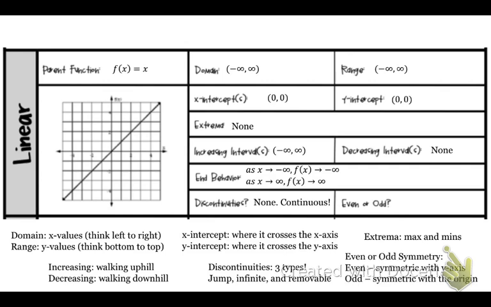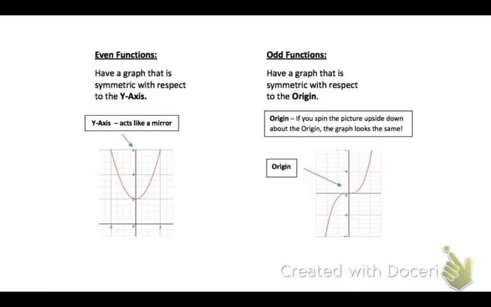And then even or odd. Even means it's symmetric with the y-axis. Odd means it's symmetric with the origin. Even functions act like a mirror, so they're symmetric right here. Odd functions are symmetric right here. So you could flip this and you'd get the same image.